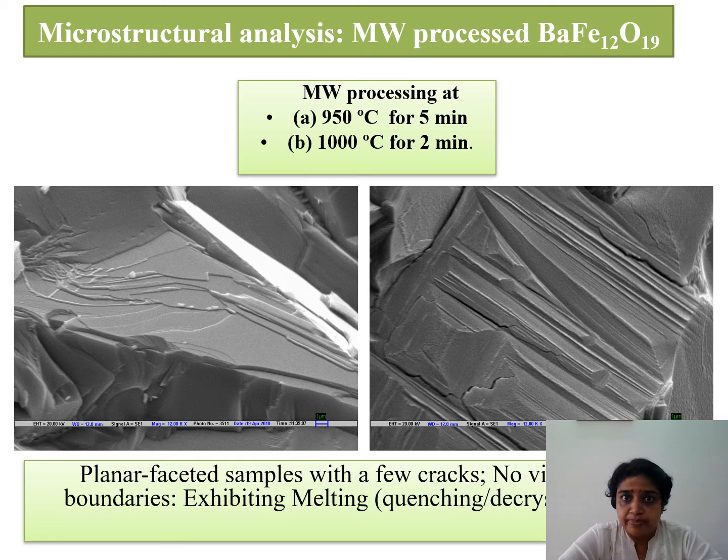Now I'll be coming to the processing at 1000. We have seen no XRD peaks. All the striations are there with signatures of melting and quenching of the sample from very high temperature, because the moment we switch off the microwave power, there is inherent quenching. Due to the quenching, the grain boundaries melted together. Here it looks like some liquid is flowing, very interesting again.